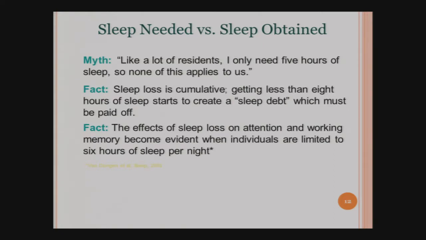Okay, so the effects of sleep loss start to become evident when people start having less than 6 hours of sleep per night. That's an average number. For each person, that's going to be different depending on just genetic predisposition.